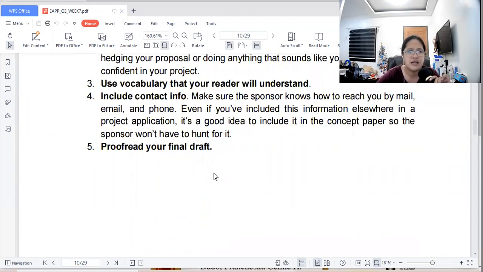Kasi kung may mga errors, you would be like, why would I entrust them my budget if they could not even correctly spell this particular word? Parang ganun yung ano. It's a way for you to be professional din, okay? But I'm not telling you that if you have grammar mistakes, hindi ka na professional. But when you're asking for sponsorships, make sure that your draft, your paper is, if possible, close to impeccable. Kasi you're trying to convince them na reliable kami, na mapagkakatiwalaan kami and all. So, give it a chance.